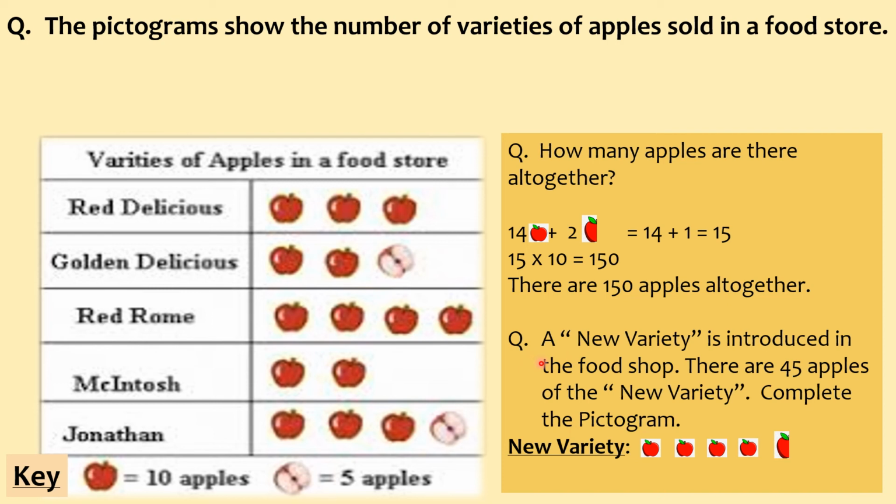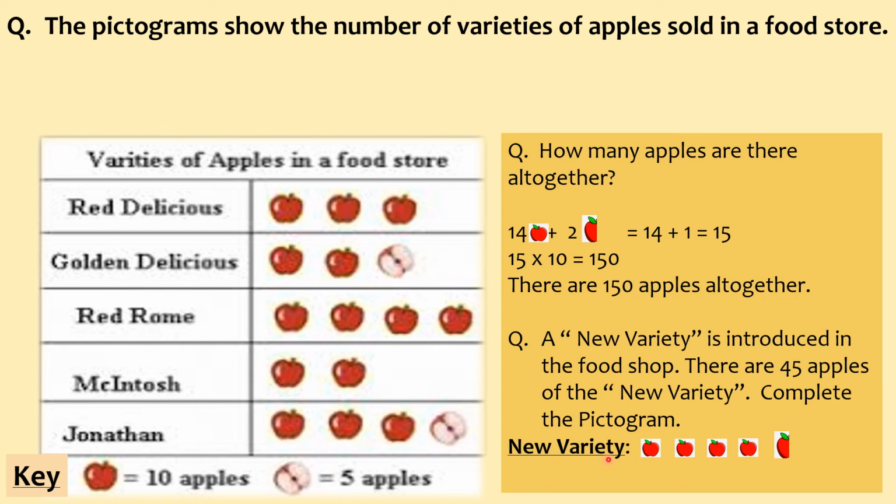Another question. A new variety is introduced in the food shop. Now there is a new kind of variety of apple introduced in the food shop. There are 45 apples of the new variety. Complete the pictogram. Now here you can see I have already given the answer like this, but obviously when you are doing this in your copy, what would you do? You would write the new variety here and you would draw the apples here.